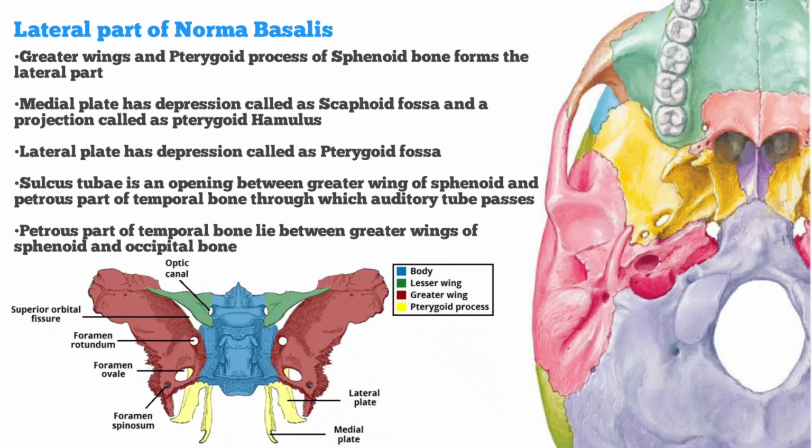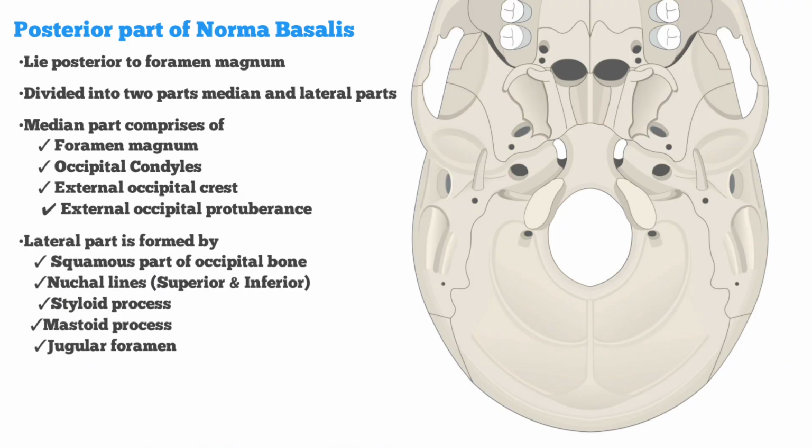Lateral part of the middle area of Norma basalis. The greater wings and pterygoid process of the sphenoid bone form the lateral part. The medial plate has a depression called the scaphoid fossa and a projection called the pterygoid hamulus. The lateral plate has a depression called the pterygoid fossa. Sulcus tubi is an opening between the greater wing of the sphenoid and the petrous part of the temporal bone through which the auditory tube passes. The petrous part of the temporal bone lies between the greater wings of the sphenoid and the occipital bone.